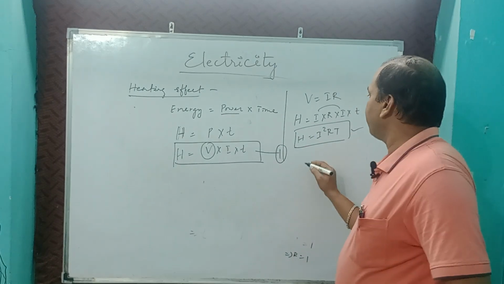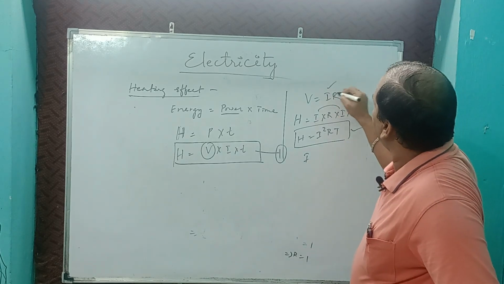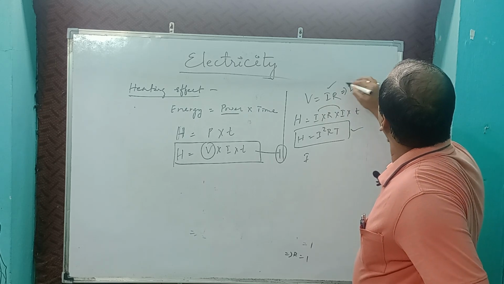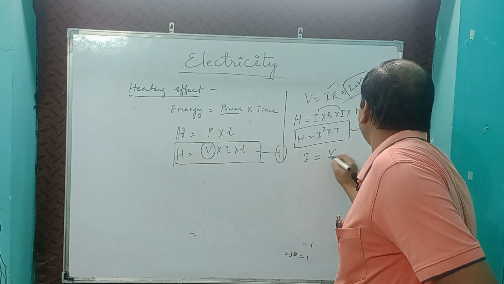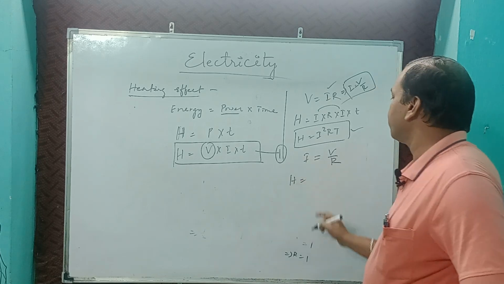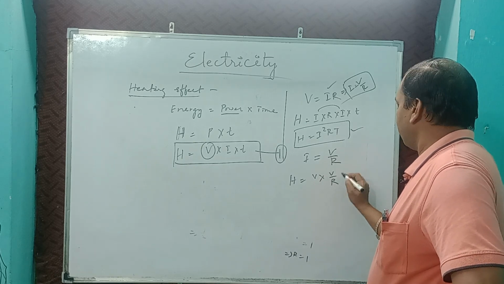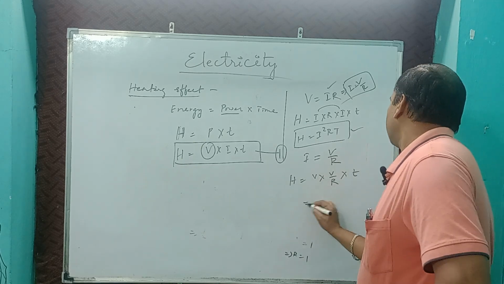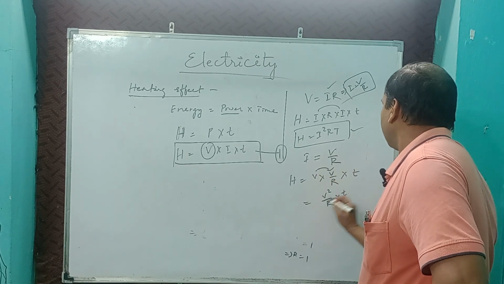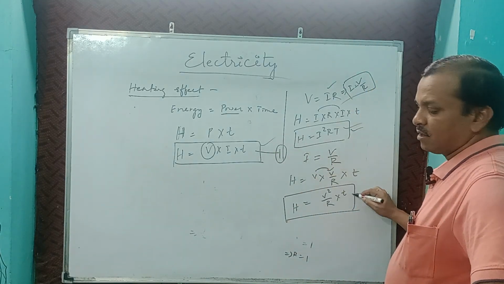Third formula: we can take I is equal to V by R. Just put this I is equal to V by R in equation 1. V into I means V by R into T. So V into V is equal to V square by R into T. H is equal to V square by R into T. This is the third one. First one, second one and third one.